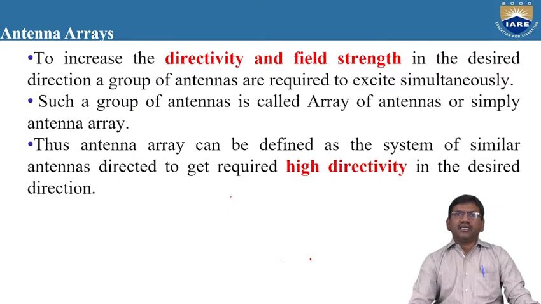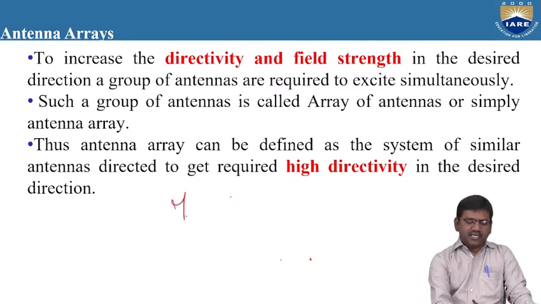Thus, an antenna array can be defined as a system of similar antennas directed to get a required high directivity in the desired direction. Whichever direction we want to propagate electromagnetic rays in, depending upon our requirement, the directivity in one particular direction can be increased. Based upon this requirement, we can design an antenna with high directivity. It may be unidirectional, or we can also design a bidirectional antenna array.